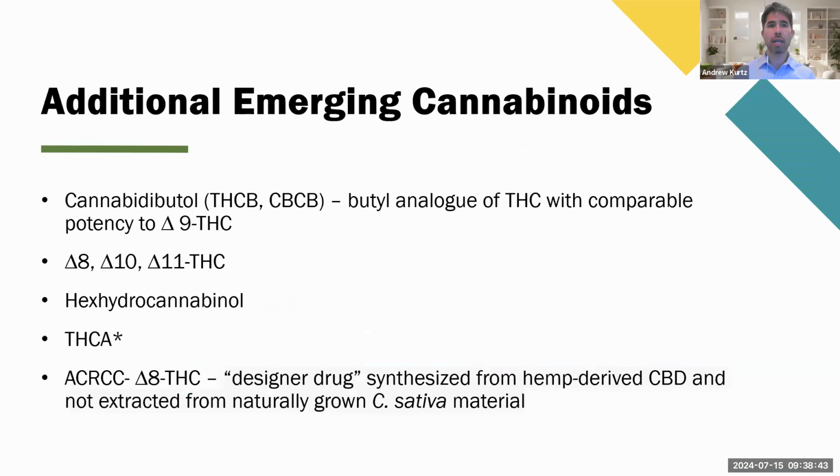The other emerging cannabinoids that are being tracked within the United States and potentially beyond, cannabidiol, it's a butyl analog of THC with a comparable potency to delta-9 tetrahydrocannabinol. You'll often hear about delta-8, delta-10, delta-11 THC. These are designer substances, synthetic substances that are derived from THC, delta-9 THC, the plant-based form of it, that have less potency, typically. Hexahydrocannabinol, THCA, delta-8 THC is, again, a designer substance synthesized from hemp-derived CBD. You may encounter some of these different substances.